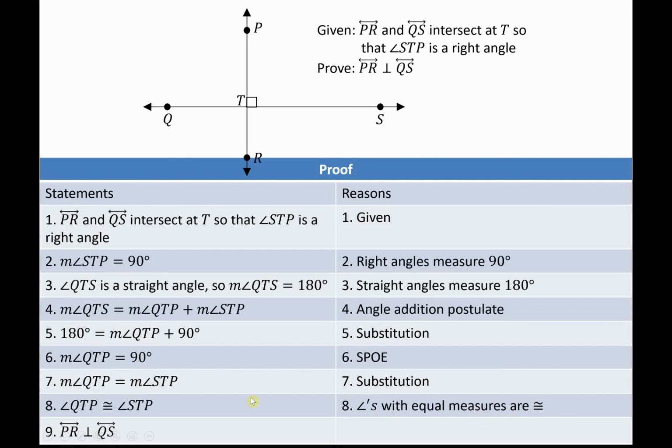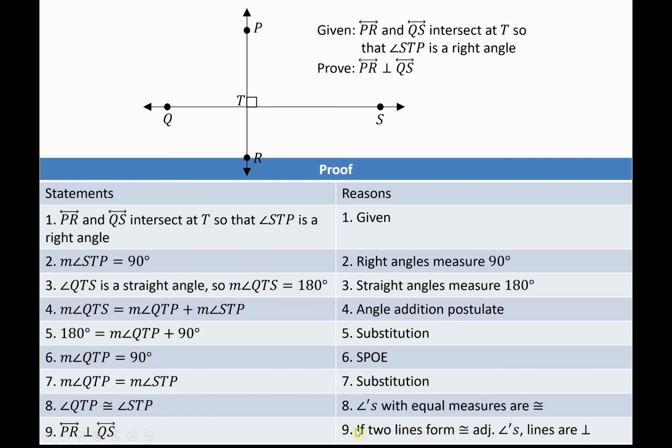Sure, that'll do it. That is the definition of congruent angles. Then I have my proof statement. So I have angle QTP congruent to angle STP. And is that enough to say that they're perpendicular? Yes, because if two lines form congruent adjacent angles, then the lines are perpendicular. This is the perpendicular lines definition.